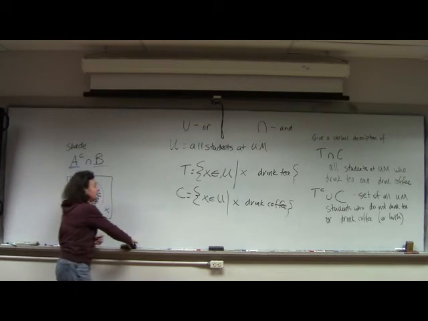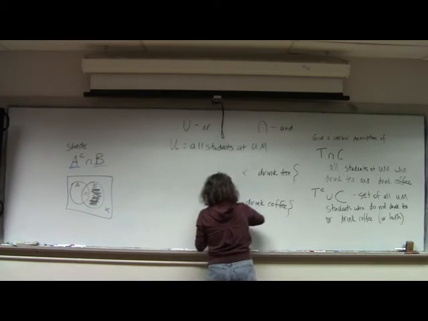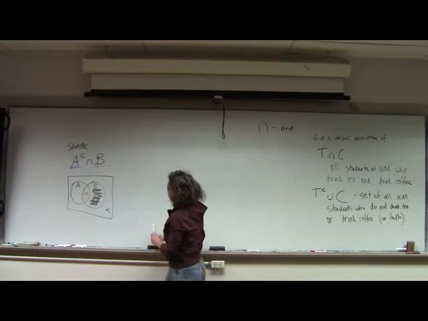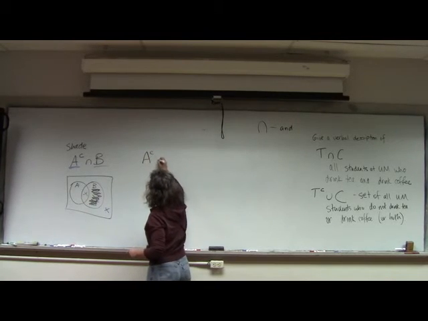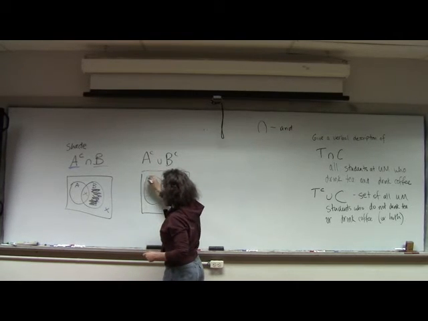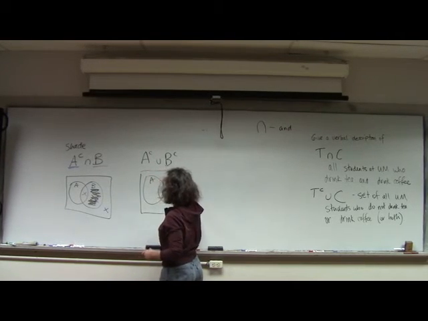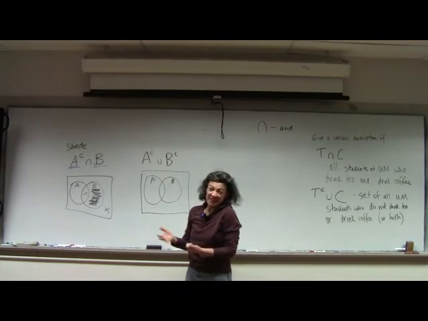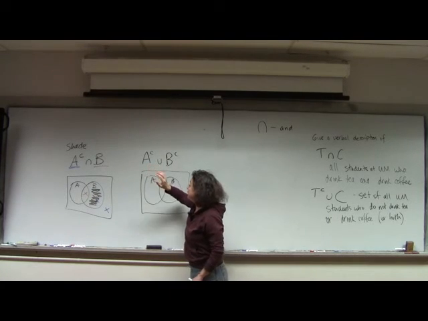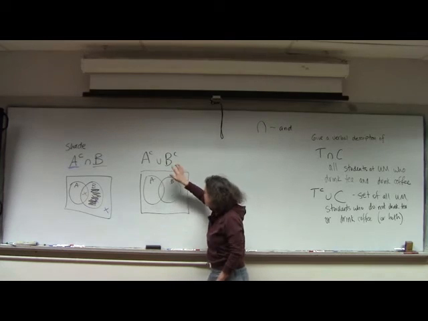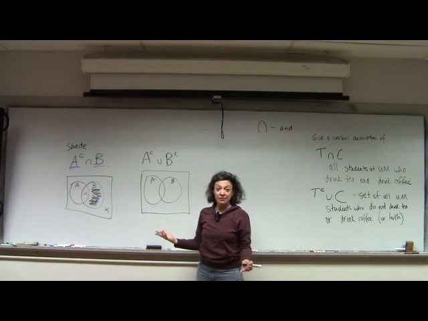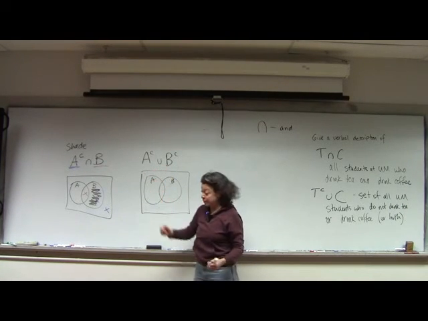Okay? So, let's do this guy. What if I want to shade A complement union B complement? I don't think the union is quite as satisfying as the intersection, but it's actually easier, because when you're doing the union and you're shading, all you do is shade this first guy, shade this next guy, and walk away, because then you're done. You've shaded everything that's in this or that or both.